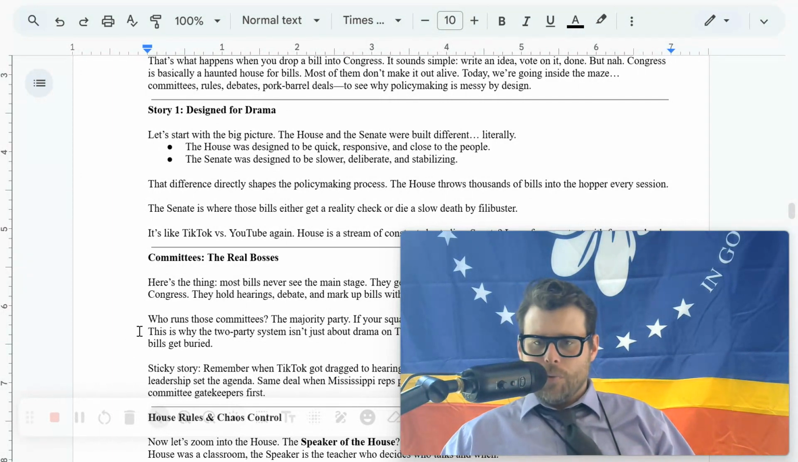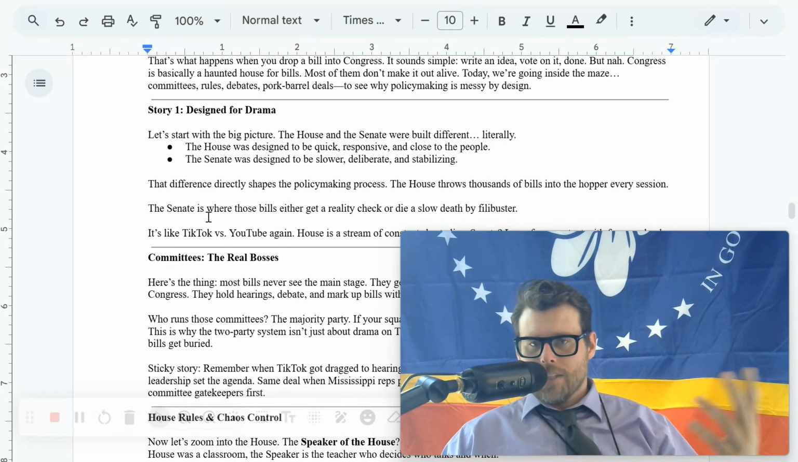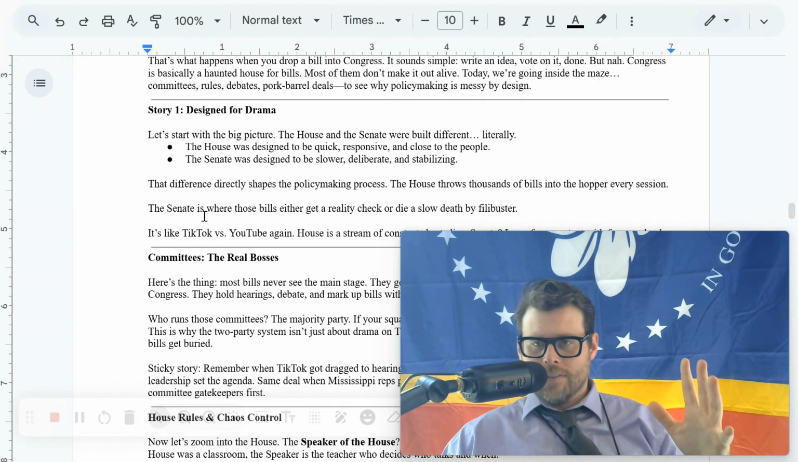So within a session, we might get 10,000 to 12,000 bills. The majority will die in committee, which we'll see tomorrow, and only about 300 to 400 will get passed and signed into law. Okay, so these differences directly shape the policymaking process. The House throws thousands of bills into the hopper every session.